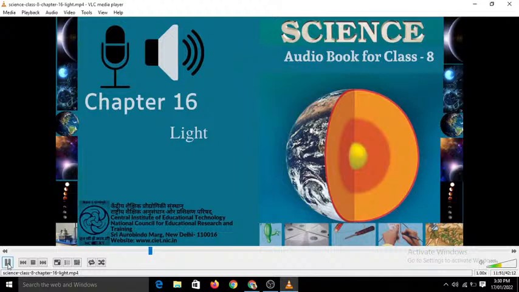Bujo says, I have a question. Can the reflected rays be further reflected if incident on another mirror? Let us find out.